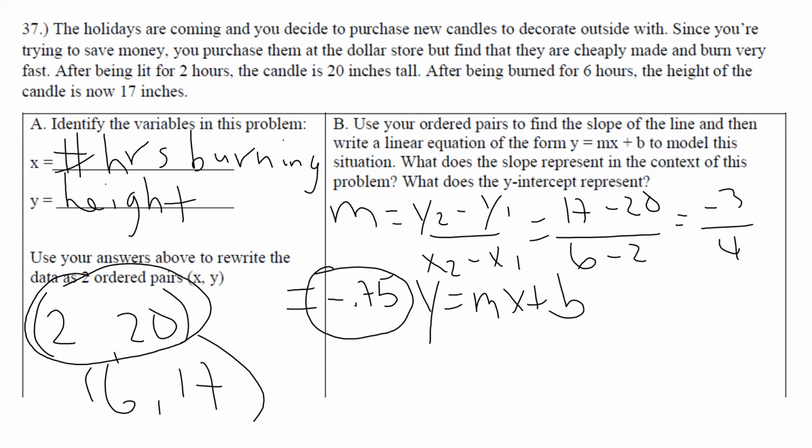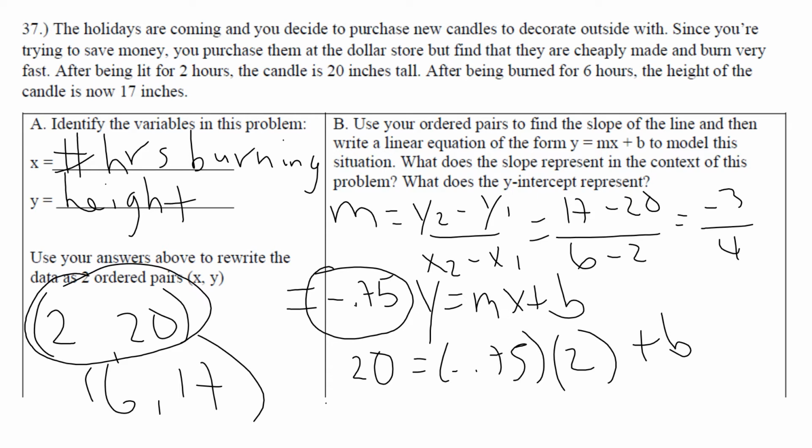You're going to plug the 20 in for the y. You're going to plug in the negative 0.75 that you just found. You're going to plug 2 in for the x. And then the b is, of course, what we're looking for. So 20 equals 2 times negative 0.75 is negative 1.5 plus b, which means that b is going to be, add 1.5 to 20, which means that 21.5 is going to be your b.